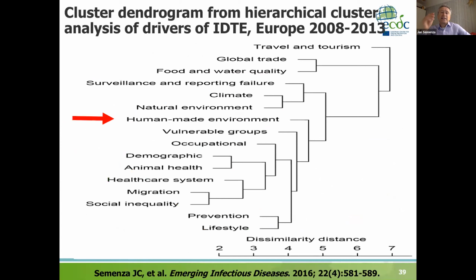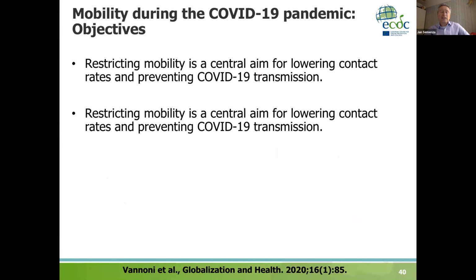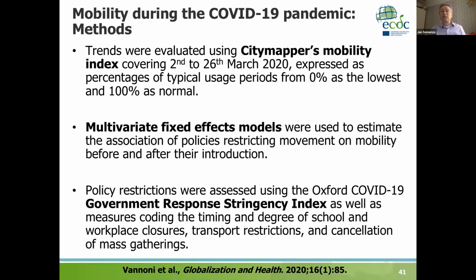So the last example then is human-made environments, and here I would like to touch on the mobility patterns during the pandemic, and whether restricting mobility has an impact on contact rates in preventing COVID-19, and whether that should be followed up with contact tracing and whatnot.